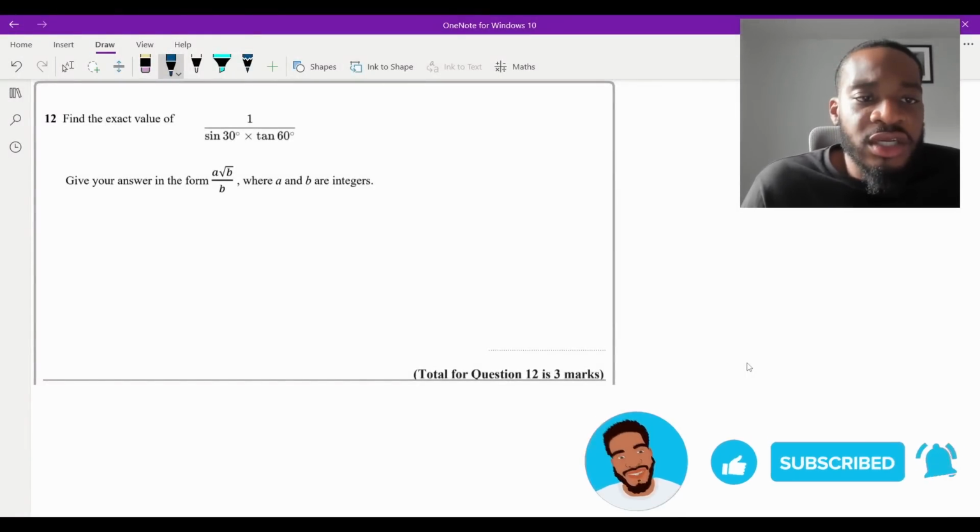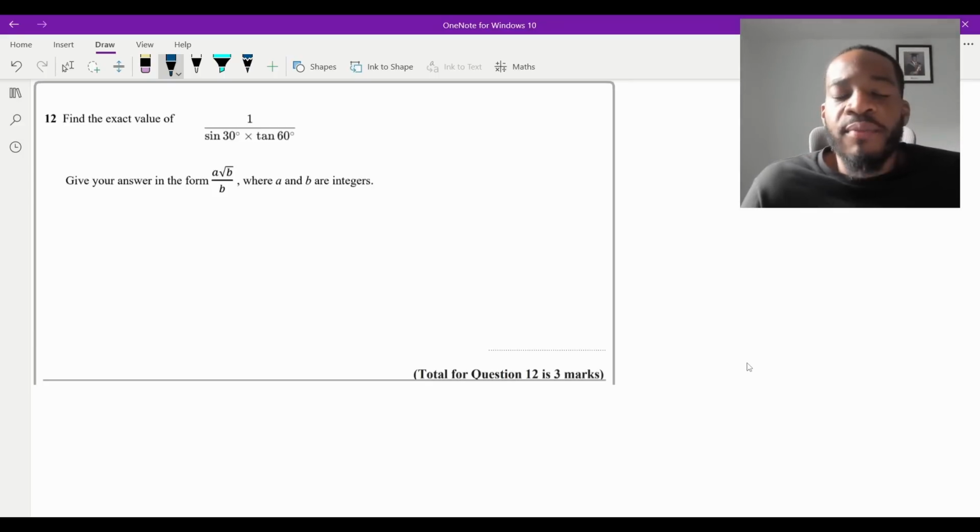Okay, so question 12 says find the exact value of 1 over sine 30 times tan 60. Give your answer in the form A root B over B, where A and B are integers, and this is a 3 marker. Now, we're on a non-calculator exam. We can see that we've got exact trigonometric values. So this is a question that can come up. So make sure you know how to find them.